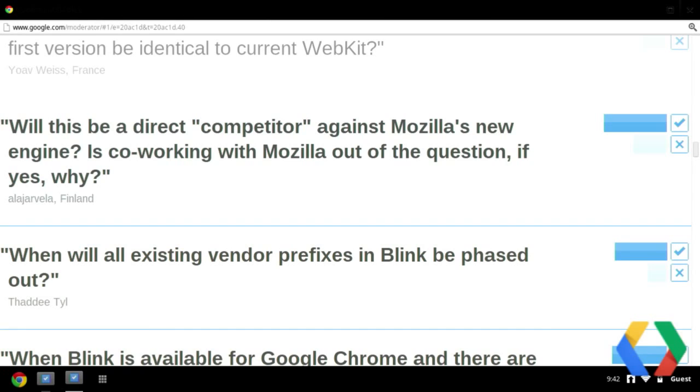Will this be a direct competitor against Mozilla's new engine? Is co-working with Mozilla out of the question? The engine I believe they mean is Servo. Although Brendan posted about it yesterday, it's been in the public for a long time. I remember reading design docs about that even a year ago. I've been following it for a while. It's very, very cool what they're doing.